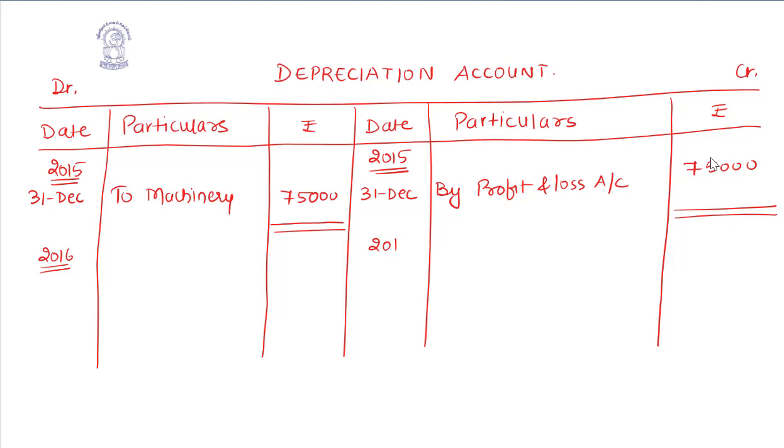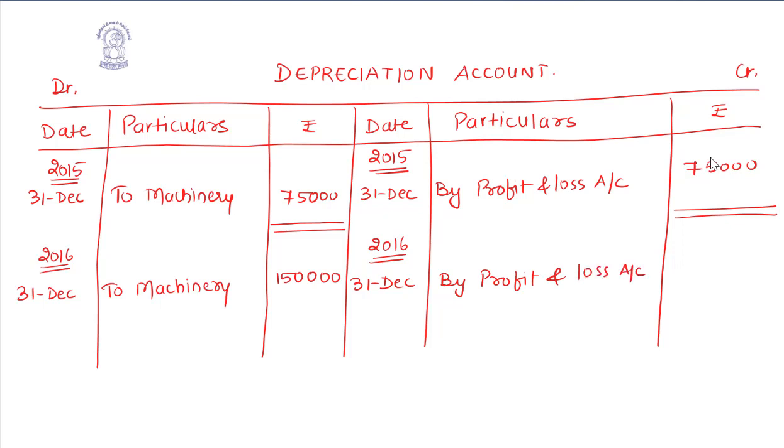For 2016, 31st December 2016, to machinery account 1,50,000. We charge depreciation for the whole year. On the same day, 31st December, transfer this amount of 1,50,000 to profit and loss account. So by profit and loss account 1,50,000, we closed for this year.